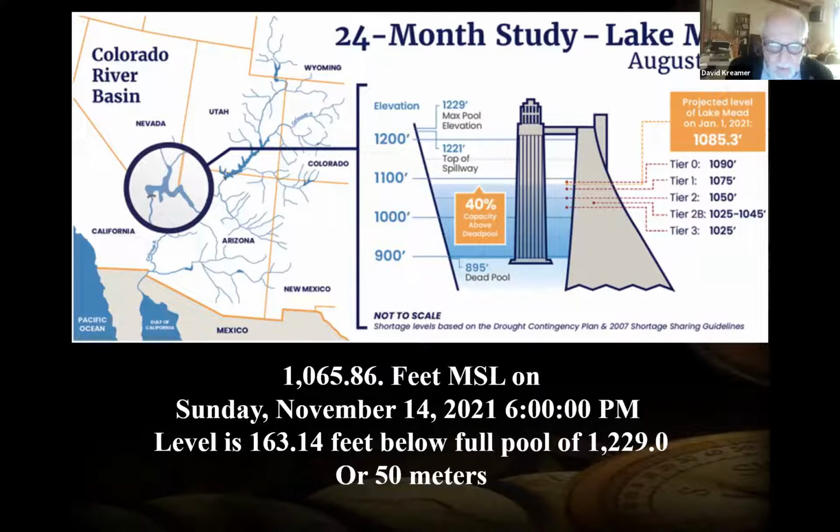It should be noted that as of this weekend, the water level in Lake Mead has been declining, and it's already at 1,065 and a little bit more feet above mean sea level. And that's about 50 meters below full pool or full capacity. And so the tier 1 water restrictions have already kicked in, and states are having to cut back.